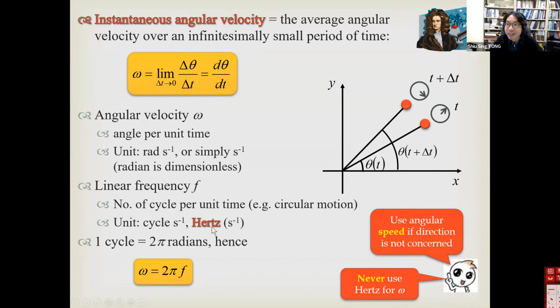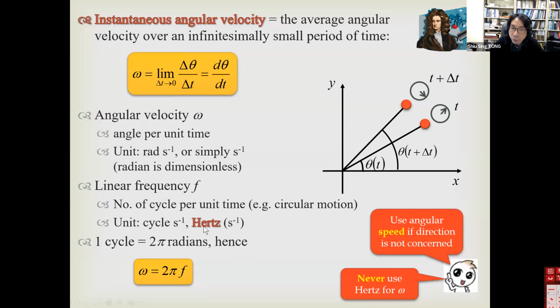Hertz is a famous scientist who discovered the radio wave. He did an experiment on radio waves and found that the spark generated somewhere in the room can affect the instrument on the other side of the room. So he proved that the radio wave actually travels between the two sets of instruments.